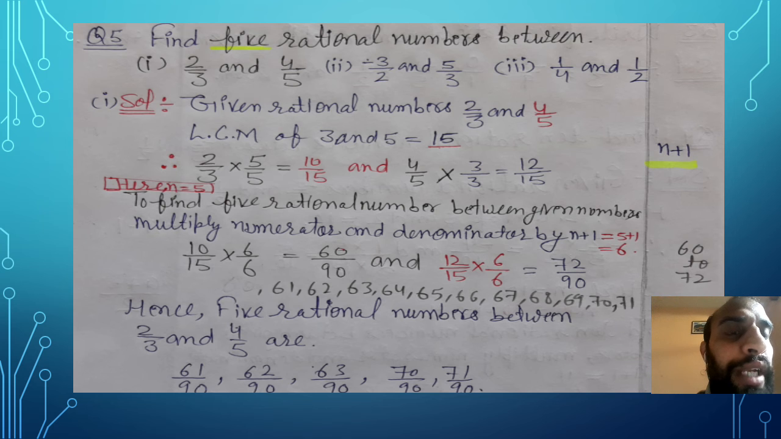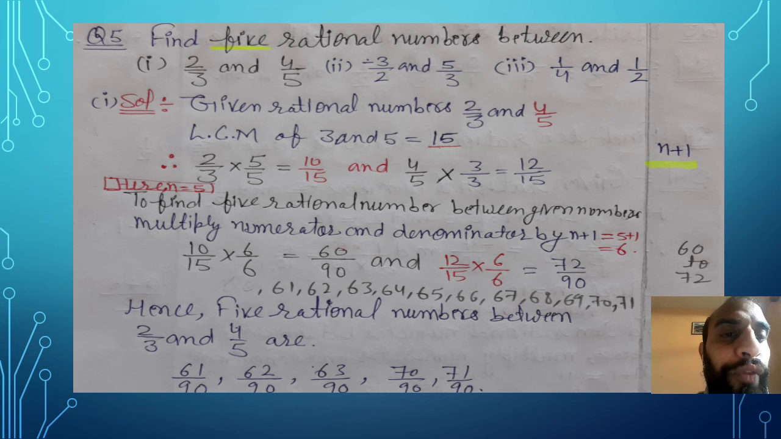You all know 3 and 5 are prime numbers. For prime numbers you can directly multiply both, that is your LCM. So LCM of 3 and 5 is 15. Next step, convert these denominators into 15. First number is 2 upon 3. We need to multiply by 5 and 5 so that we can convert the denominator into 15. 3 fives are 15, 5 twos are 10.